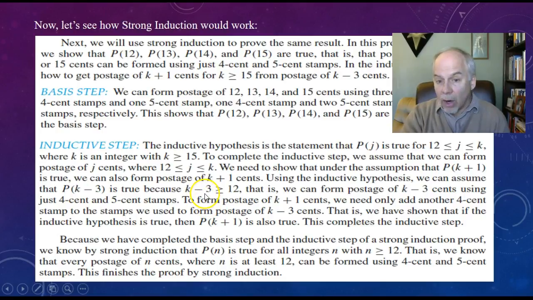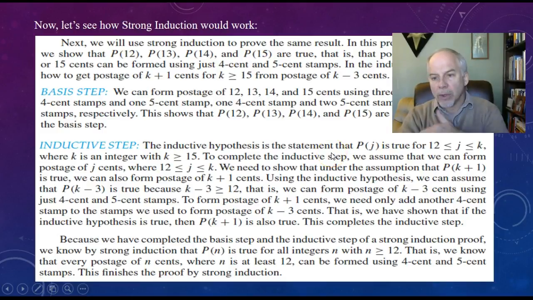Well, then all you have to do is add one 4-cent stamp, because 4 added with K minus 3 gives you K plus 1 cents. So we have just shown that it works for K plus 1 using the fact that it worked for K minus 3.